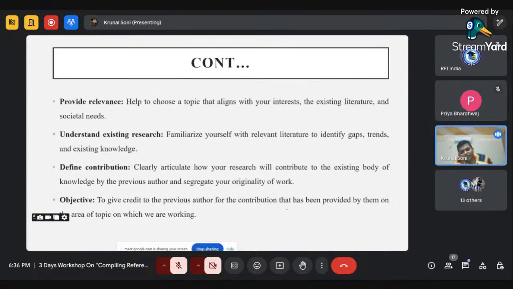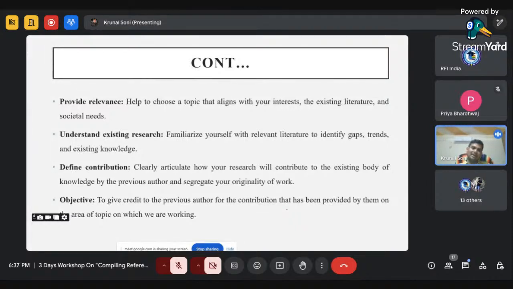Understand existing research, right? That will help you find the gaps in the existing research. Here a researcher can differentiate what has already been found, what you want to do, and what best way you can find it out. That is the gap in between, through which you can work out and reach that particular level. Then you have to define the contribution.